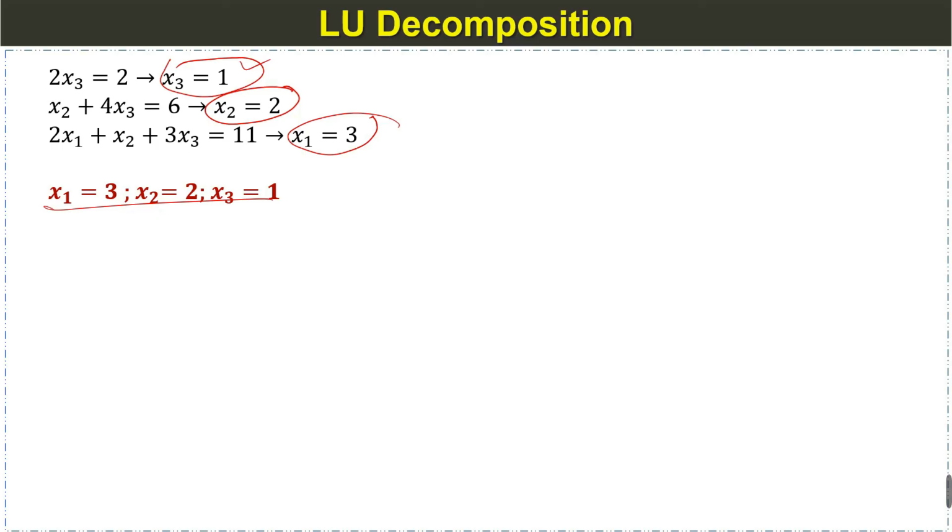In the next lecture we will decompose the coefficient matrix into lower and upper triangular matrices by using the Gauss elimination method with pivoting.